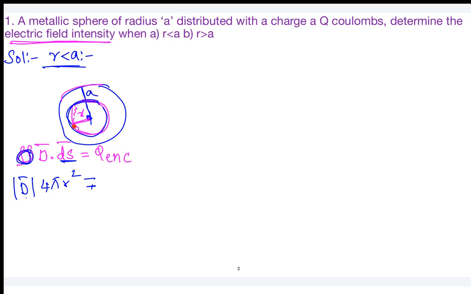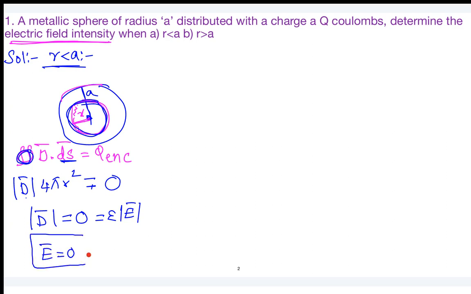We have seen the problem already. 0. Since it is a metallic sphere, there is no charge inside it. So what is the condition now? The flux density will be 0, which means that epsilon times E will be 0. So when you consider inside the sphere, there is no electric field intensity. R less than A means inside.